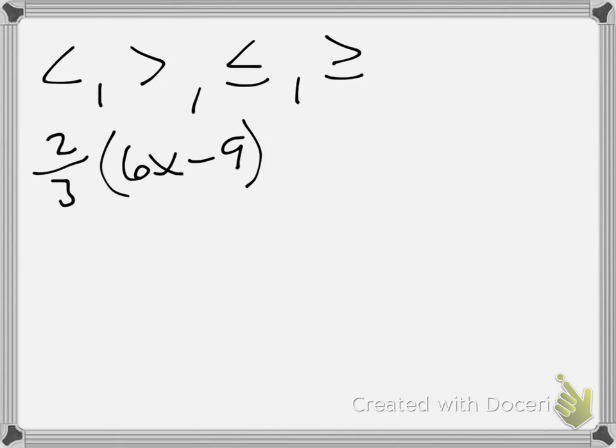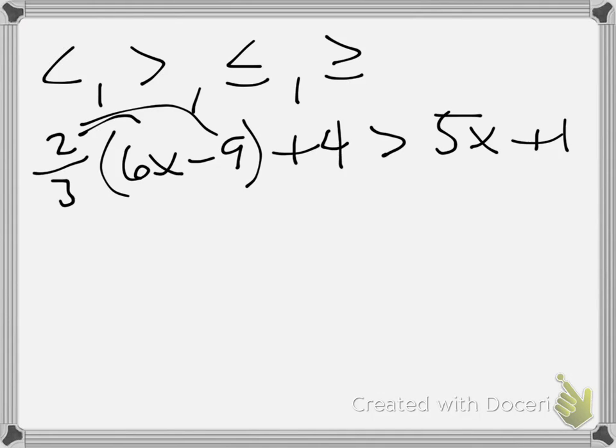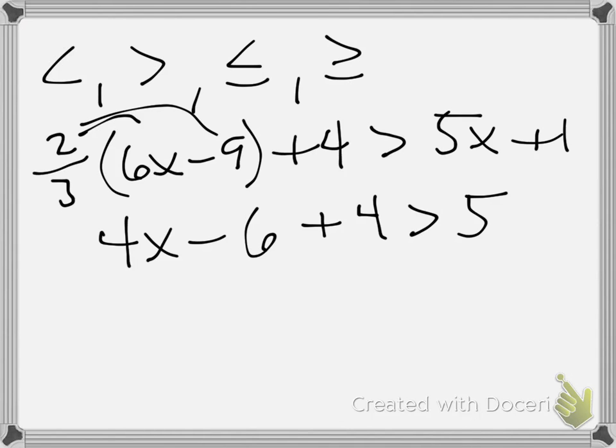So, again, I'm just pulling these problems right from the notes I gave you, so you can follow along with me as I solve them and put them in your own notes. Now again, we have a distributive property. We've got to take the 2/3 and distribute it. So 2/3 times 6x is 4x minus 6 plus 4 greater than 5x plus 1. We have like terms. Negative 6 plus 4 is minus 2.